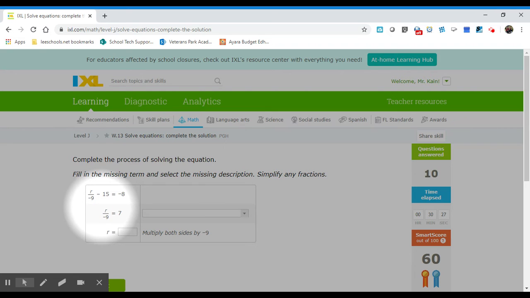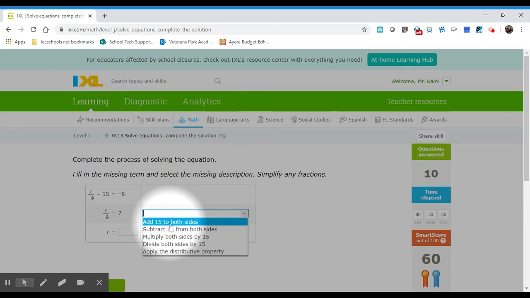What disappeared? Well, the negative 15 disappeared. So it looks like they got rid of the negative 15 by doing the opposite, which is adding 15 to both sides. That's where if you add negative 8 and 15, you're going to get 7. So I'm going to add 15 to both sides.